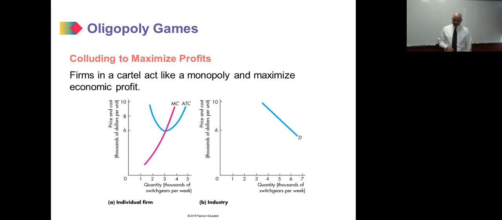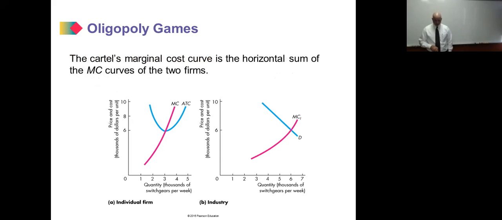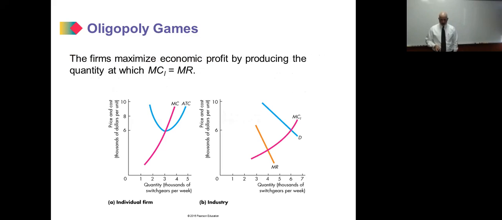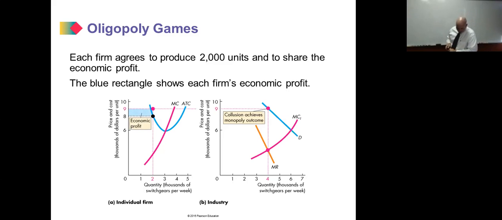All right, firms in a cartel act like a monopoly. Now they are going to maximize economic profit, and to find that profit, they're going to set marginal cost equal to marginal revenue. What I'm doing is getting it all up on the board here. Now let's assume each firm agrees to produce 2,000 units and share the wealth. The blue box is going to show our economic profit.